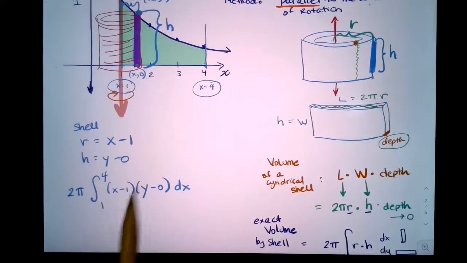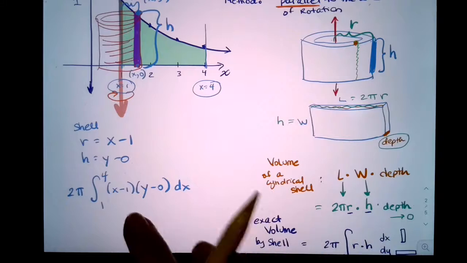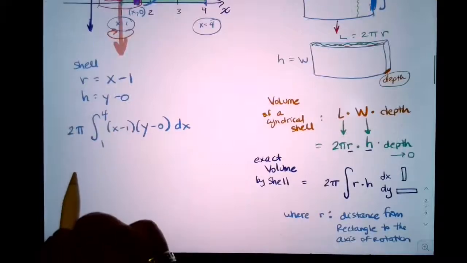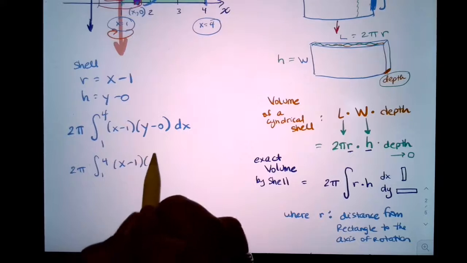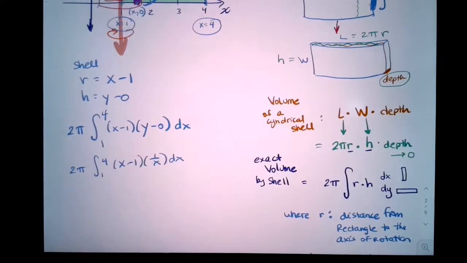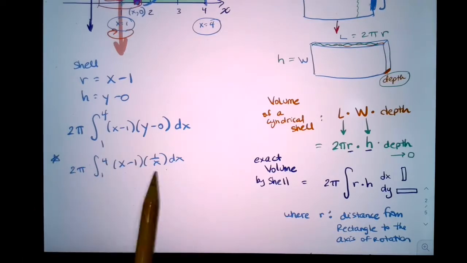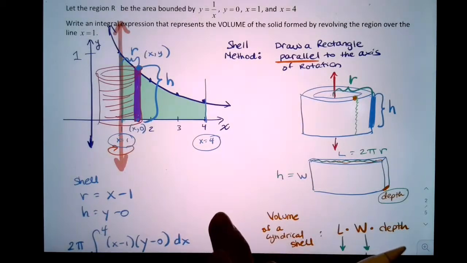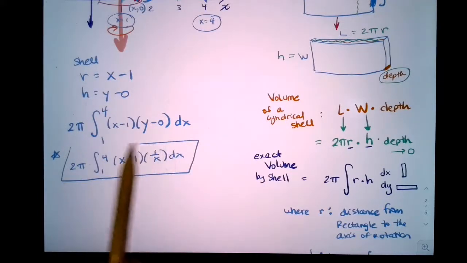But I'm not even set up yet, because it's ridiculous that I have both an x and a y variable in my integrand. That should not be. What I'm going to do instead is replace y in terms of x. And y is 1 over x. So I'm going to make that swap. Now, if I asked you to set up an integral that represents the volume, this would be it. This question did say write an integral expression that represents the volume, so I will box it. This is an integral expression that represents the volume.